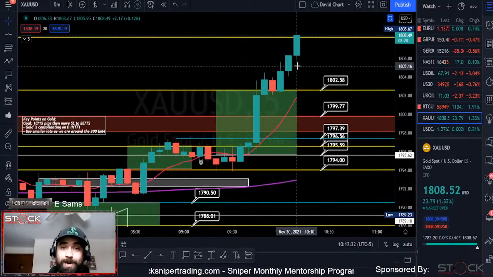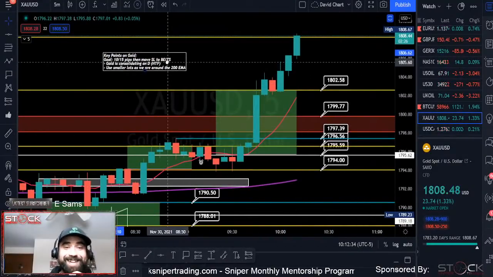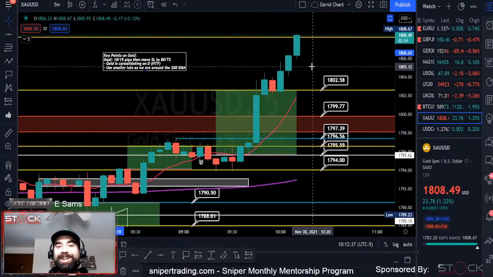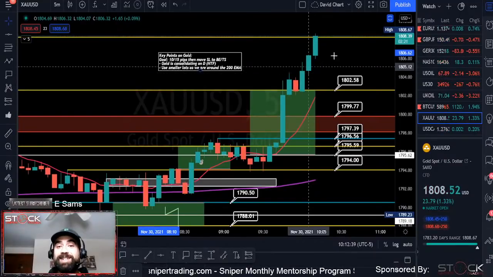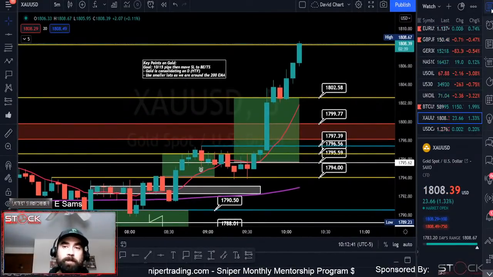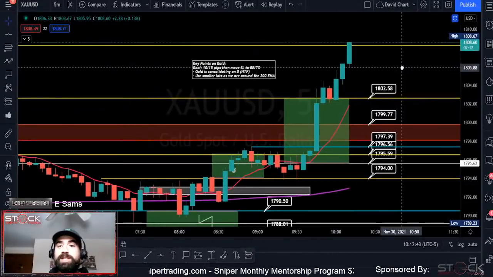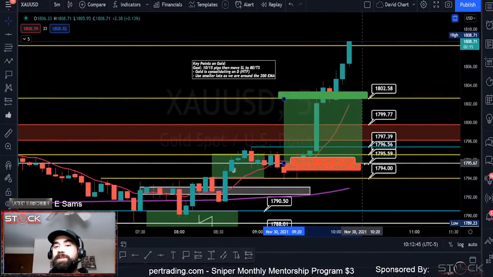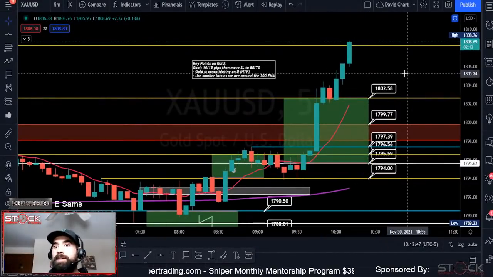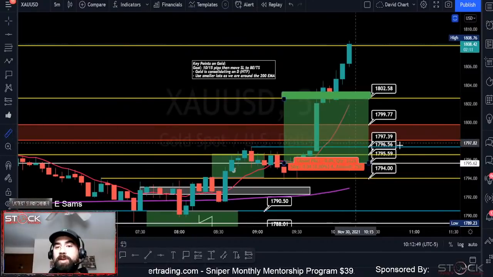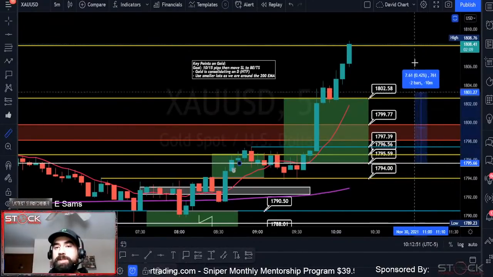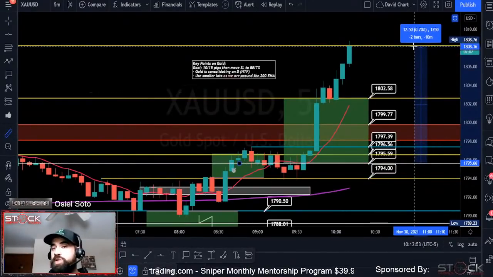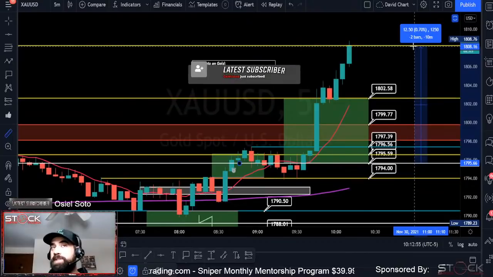Gold, guys. Whoa. Wow, guys, this is insane. This is why you don't counter trade. And holy shit, guys, pardon my French. Look at this. This is a $12.50 move. That's 120 pips right there on gold.